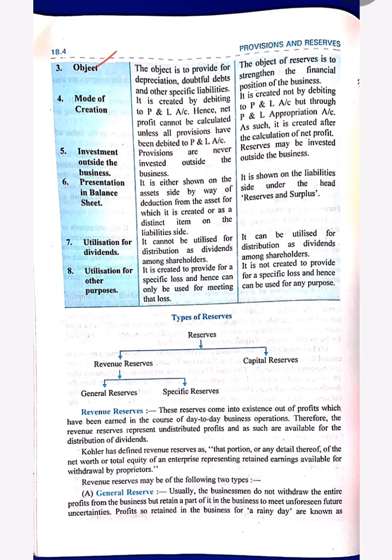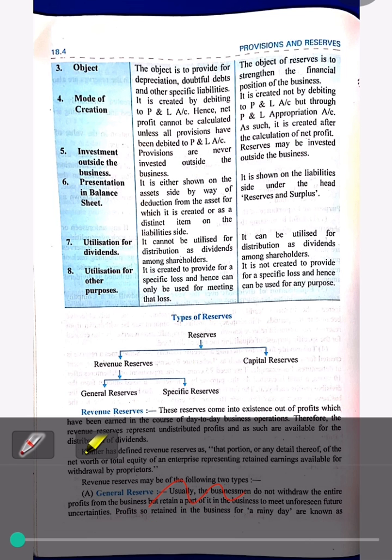Objects: the object of a provision is to provide for depreciation, while the object of a reserve is to strengthen the financial position of the business. Mode of creation: provisions are created from profit and loss, and reserves are created from profit and loss appropriation. Investment outside the business: provisions are never invested outside the business, but reserves may be invested outside the business. So these are some differences between reserves and provisions.